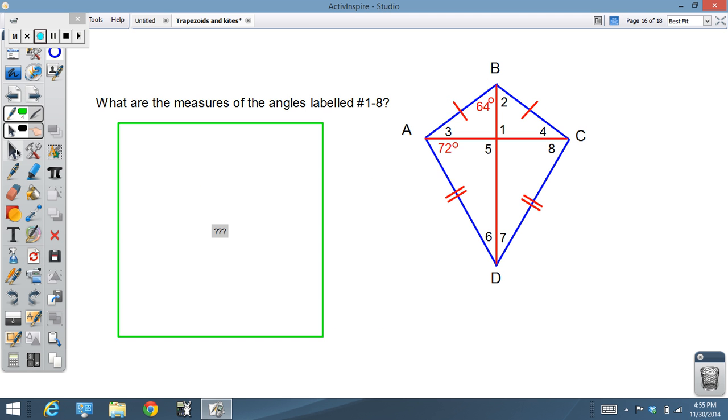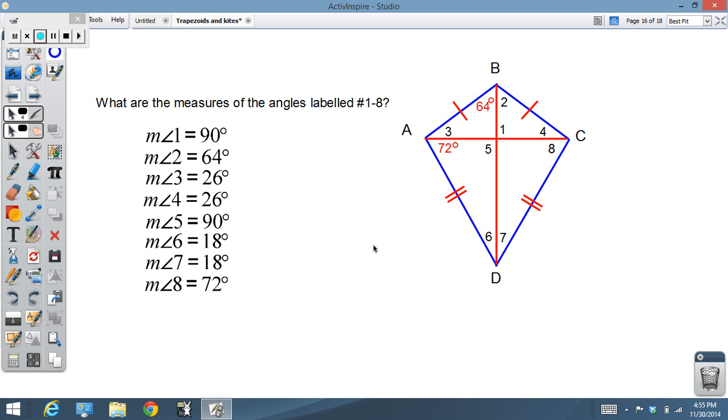Little problem to work on. Pause it. Here comes the answer. You can go through each of those. 1 and 5 obviously have to be 90. 2 has to be 64. 8 has to be equal to 72 degrees. Whatever 6 and 7 would come out to be, 18. You can follow along. Hopefully that all makes sense.